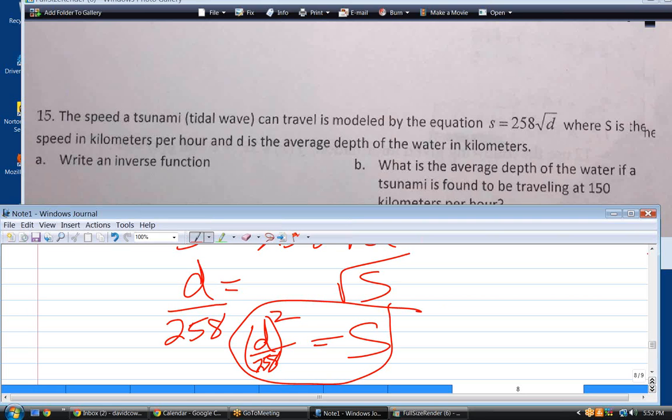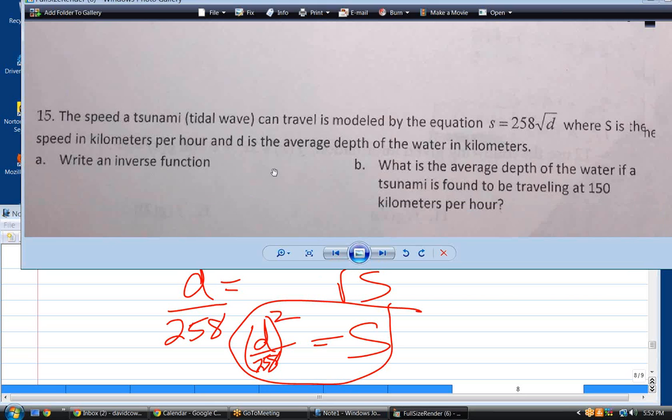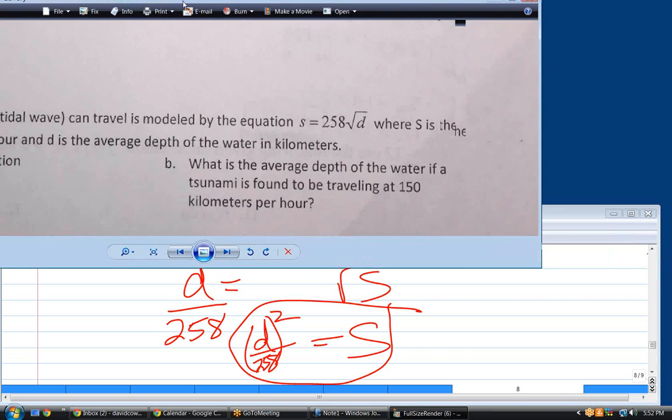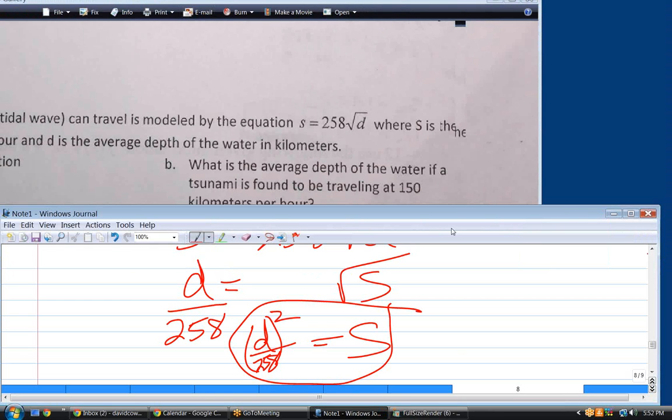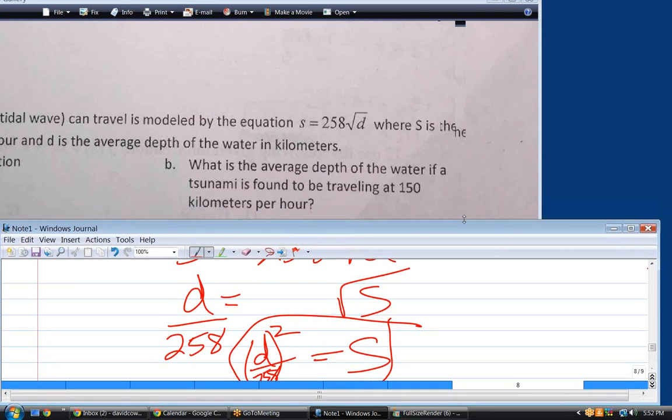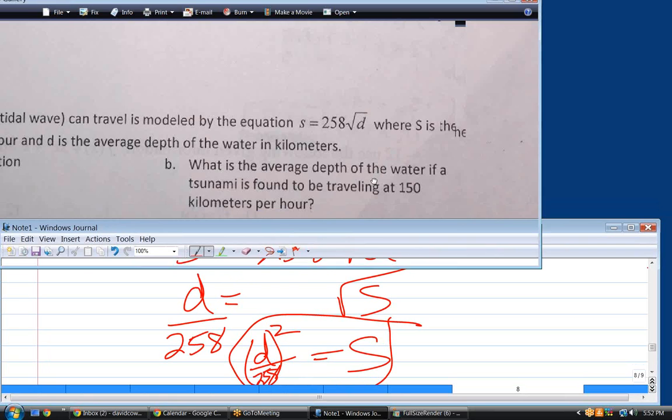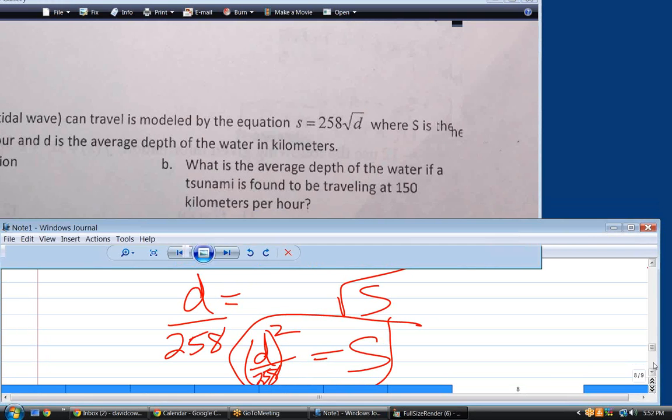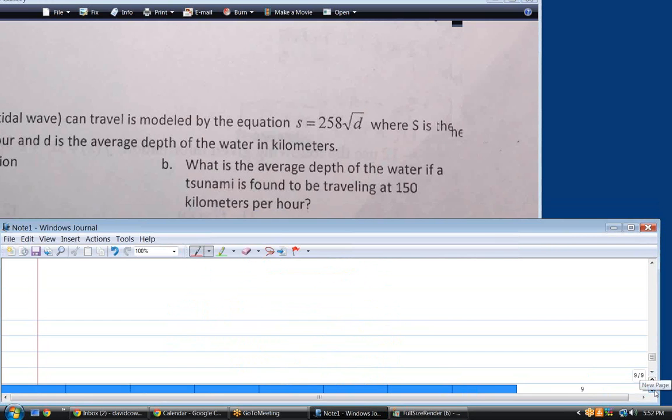Now, like I said, part B isn't going to have anything to do with that inverse unless I'm mistaken. I mean, there may be a way to use that inverse to solve for this, but I don't see the reason why we would want to do that. I might be missing something, but you don't need the inverse to solve answer B.